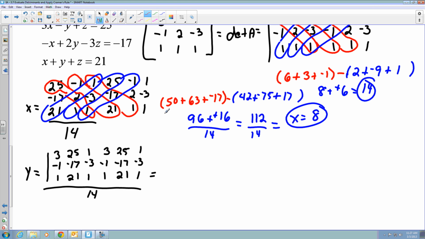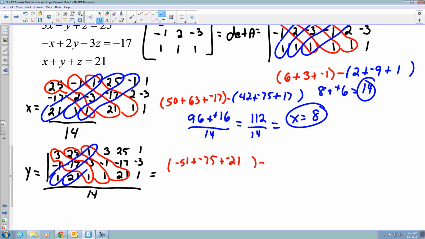So if I take these values here, let's circle them for you. So it becomes 3 times negative 17 times 1, which gives me negative 51, plus 25 times negative 3 times 1 gives me a negative 75, plus 1 times negative 1 times 21, which gives me negative 21, minus these values here. You gotta be careful when you make these circles so you don't mess them up, which can happen, so please be careful.